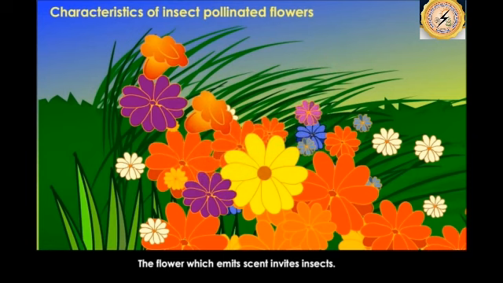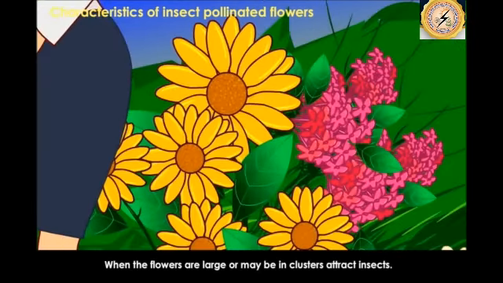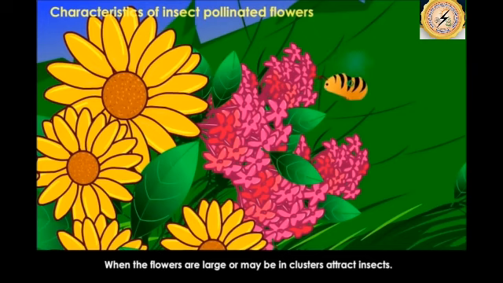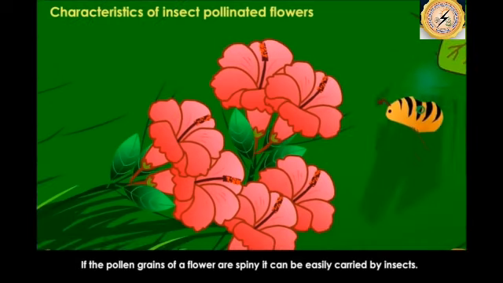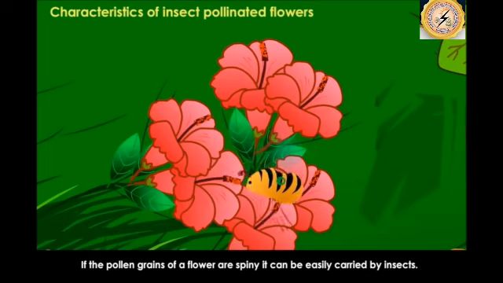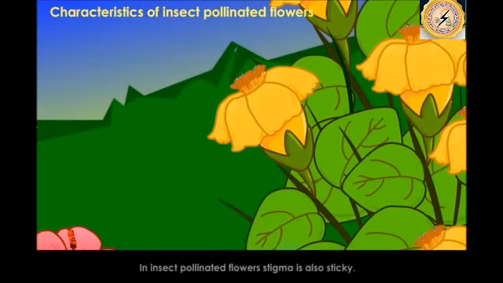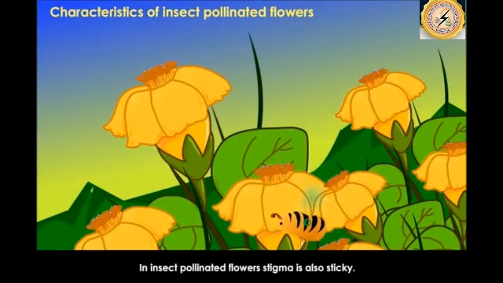Good smelling flowers are attracting the insects. And when the flowers are large or in clusters, meaning in groups, they can also easily attract the insects. If the pollen grains of the flower are spiny, they can be easily carried by the insects also. And in the case of the insect pollinated flowers, the stigma is also sticky in nature.